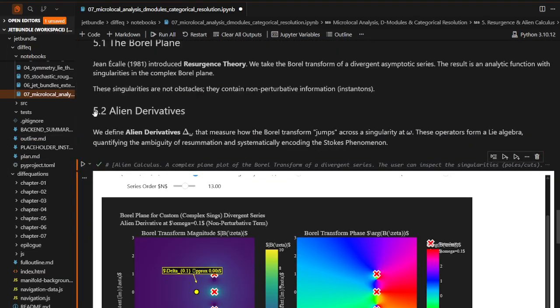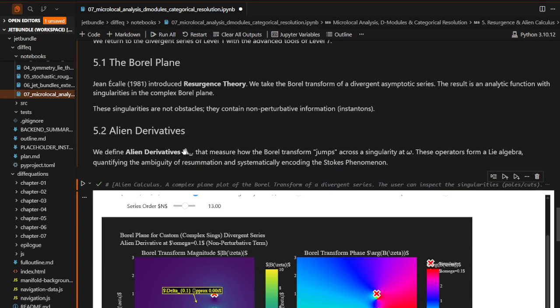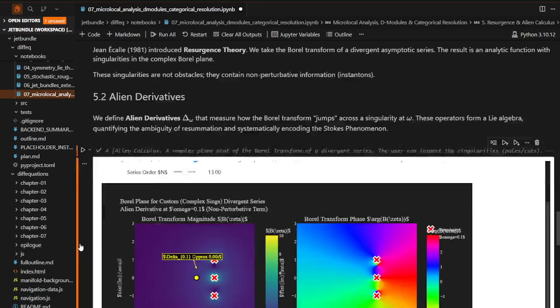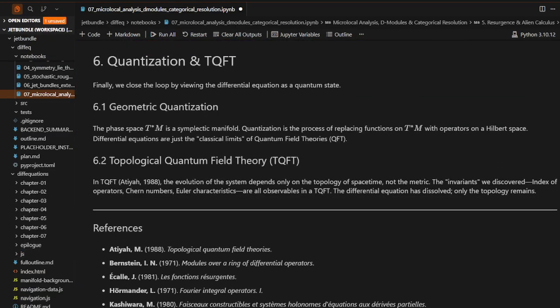But anyways, that's the alien derivative. It's simple, right? We're just taking a Borel plane, and that's what resurgence theory allows us to do. We study the divergent asymptotic series that are physically meaningful, and finally, we run into quantization and topological quantum field theory.